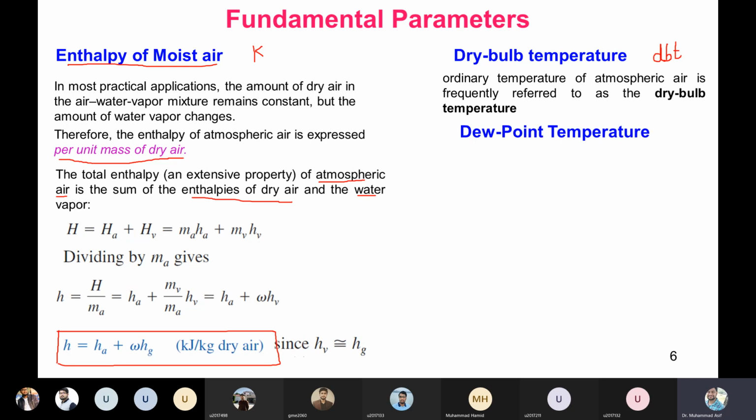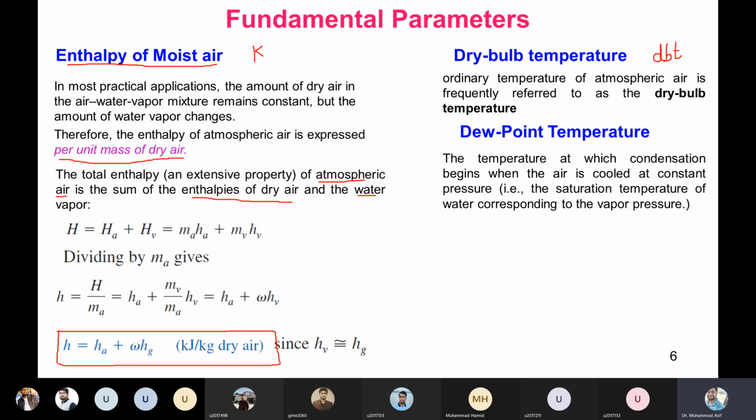And then we have another temperature. It is called the dew point temperature. You are also familiar with the dew point temperature. This is basically the temperature at which the condensation begins when the air is cooled at constant pressure, right?